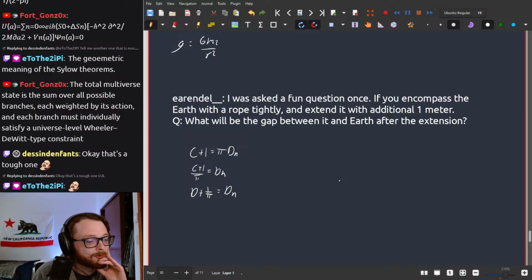Total multiverse is the sum of all possible branches, each weighted by action of each branch. Yeah, Gonzo, I don't know. I don't know if I can help you with that. There's a lot going on there.